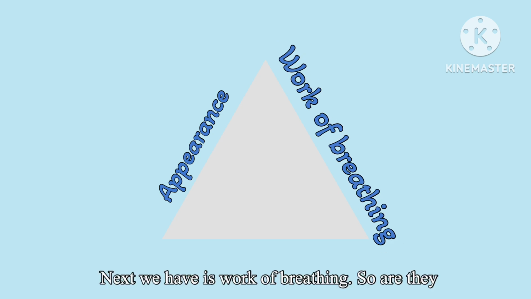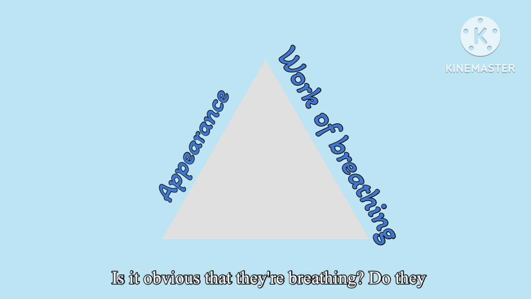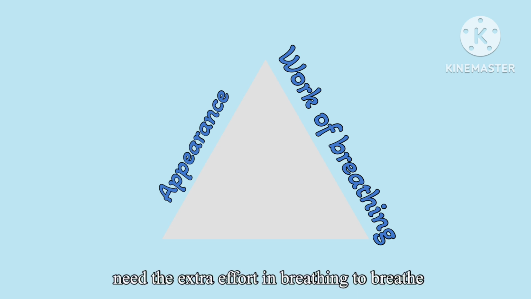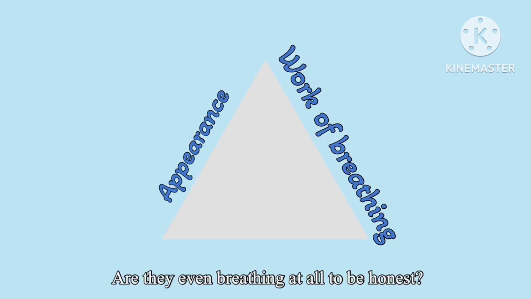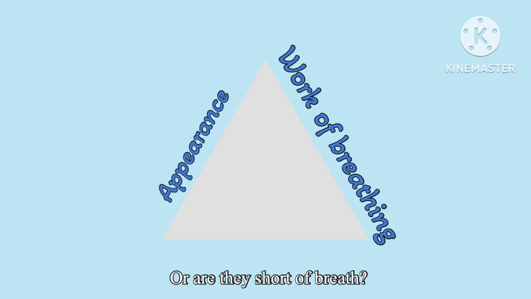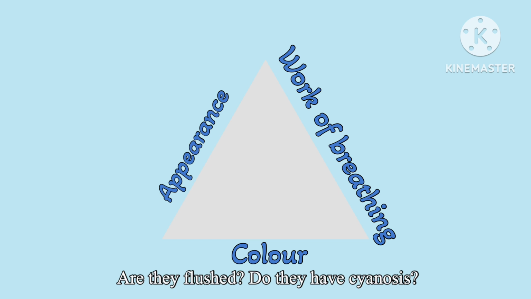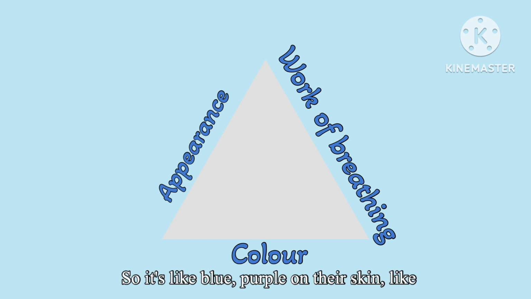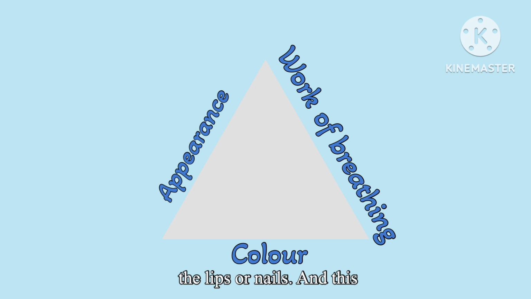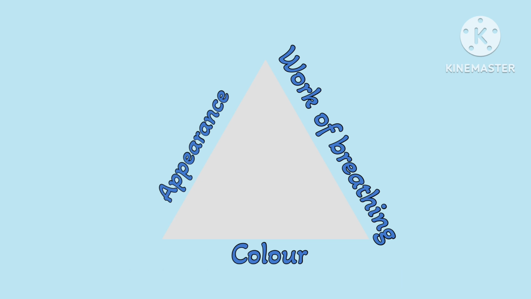Next we have work of breathing. Are they breathing fast, slow, normal? Is it obvious that they're breathing? Do they need extra effort to breathe? Are they even breathing at all, to be honest? Are they using accessory muscles? Are they short of breath? And the last one is colour. Are they pale? Are they flushed? Do they have cyanosis, a bluish purple colour on their skin, like the lips or nails? This triangle is known as the patient assessment triangle.